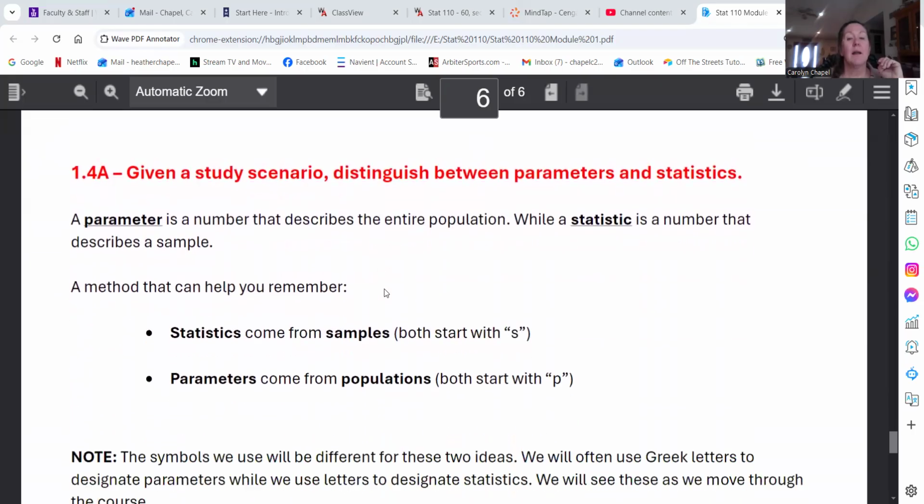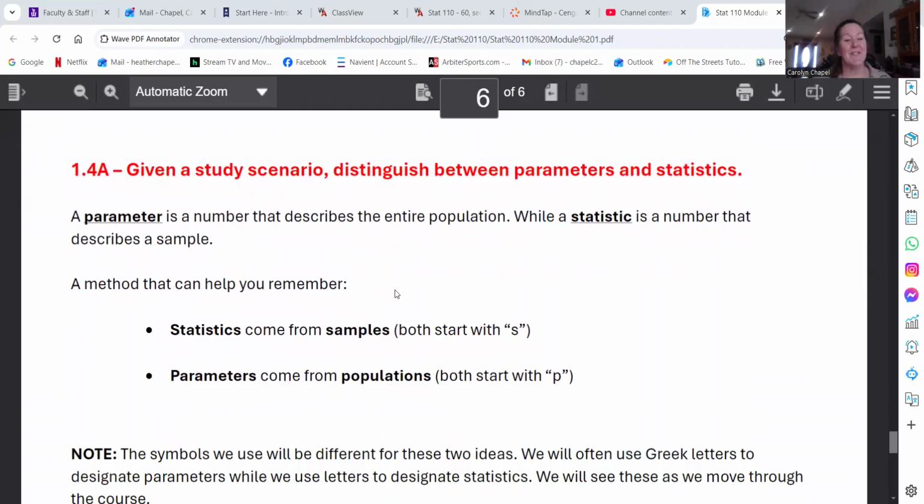Okay. A couple more terminologies here for this first unit, first section. We are going to be talking about numbers or measurements, and a parameter, first of all, is a number that describes the entire population. So if we collected a piece of data from the whole population, and then did something with that data, like the average, that would be considered a parameter.